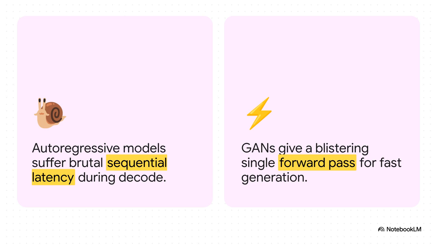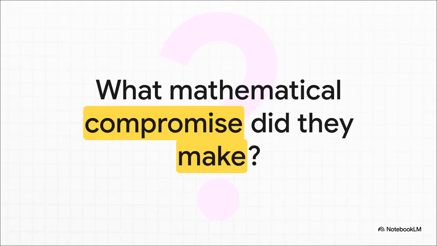Now, for VAEs, diffusion, and flow models, you don't have that LLM-style decode. Instead, your cost is literally just the number of steps multiplied by the compute cost of one step. But a GAN gives you a blistering single forward pass. The total latency is practically instantaneous. And that brings us right back full circle.